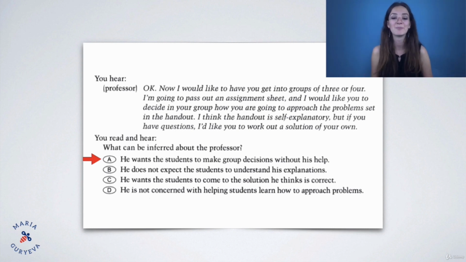It's weird. He's not concerned with helping students learn how to approach problems. He's not concerned with helping students. That's horrible, right? That's not characteristic of a hero professor. And we know that all professors in TOEFL are heroes. So, of course, these answer choices are somewhat weird, somewhat just putting a professor in a bad light, so we're not choosing those answers. So the answer choice is pretty obvious. He wants the students to make group decisions without his help.